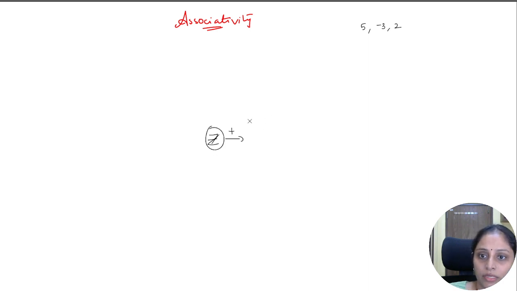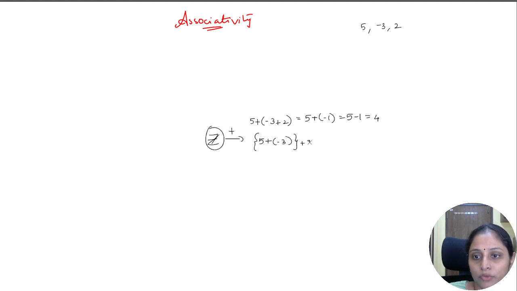Now addition is (5 plus minus 3) plus 2 is equal to 5 plus minus 1, which is equal to 5 minus 1, which is 4, whereas 5 plus (minus 3 plus 2) is equal to 2 plus 2, which is again 4. So you can say that addition is associative for the set of integers.